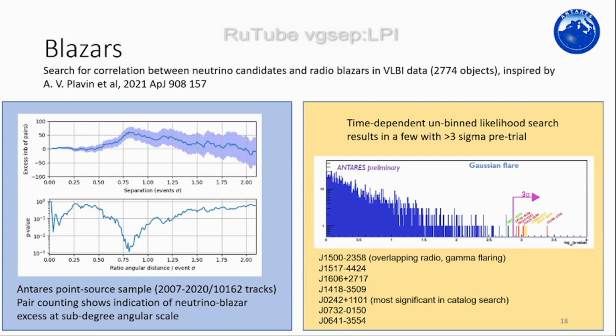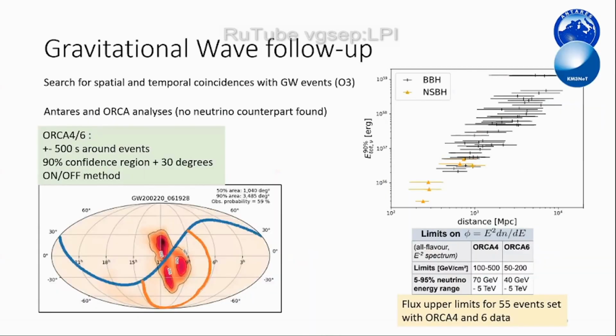We also did a time-dependent search, so basically looking for flaring. You have this moving bin in time, so you can see if you have a flaring object. These are the significances we found for this particular set of objects. We had a few above 3 sigma pre-trial. But you tend to see the same names popping up. So J0242. This one is J1500, and then another number is very interesting because it also showed overlapping radio and gamma flaring here.